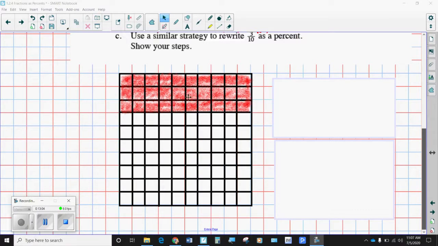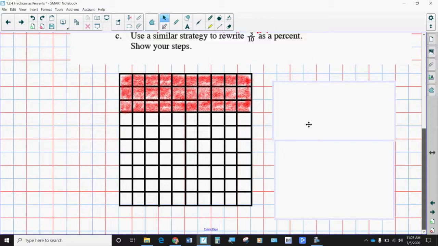All right, so we started off with 3/10. Now we've drawn the vertical lines in here. We have 1, 2, 3, 4, 5, 6, 7, 8, 9, 10 across, 10 down for 100 total squares. So how many total squares in there are shaded in?